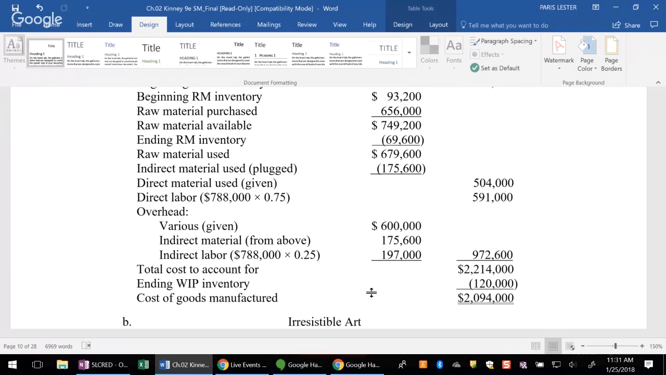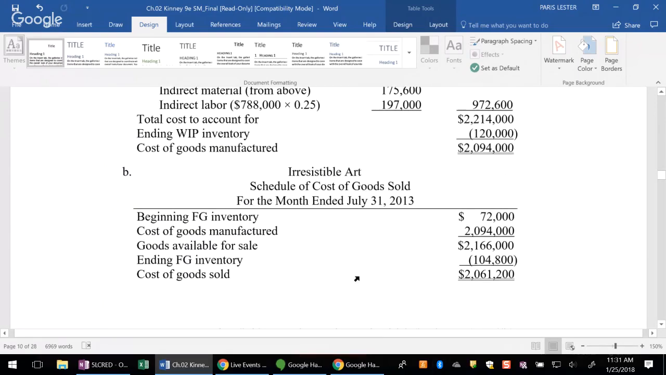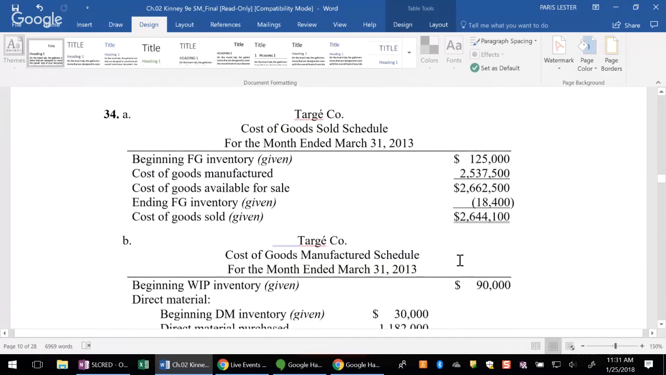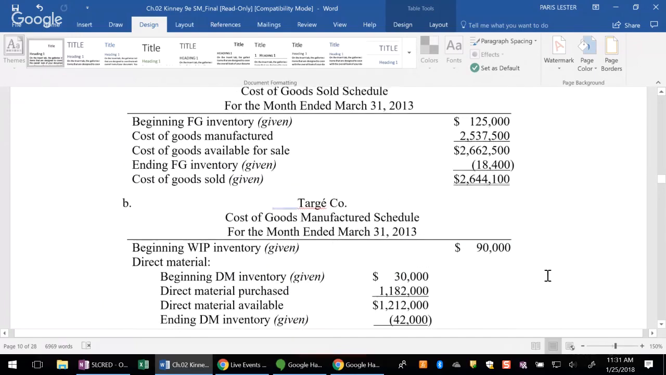All right, you were supposed to do number 34. You're supposed to finish this one, of course. Then you were supposed to do number 34. If you do the problems that I request, you'll have no trouble doing a manufacturing statement on the test. You should have no trouble.